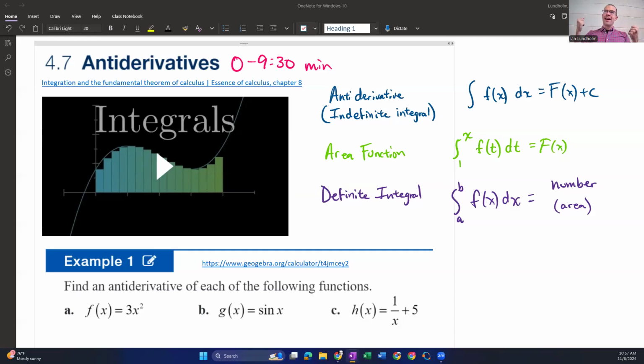We're at an exciting time in Calculus 1. We've been doing a lot of derivatives lately, and now we're going to the flip side. We're going to be doing antiderivatives and getting into integrals.